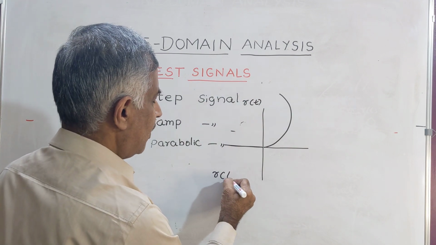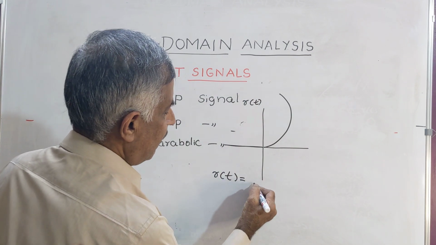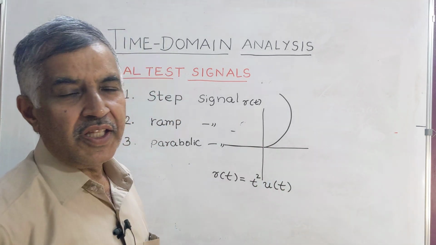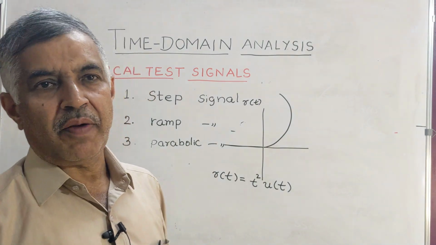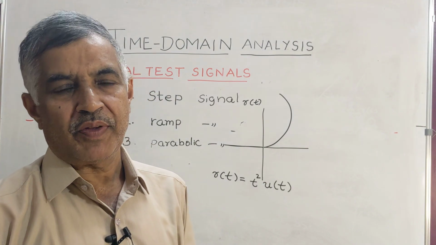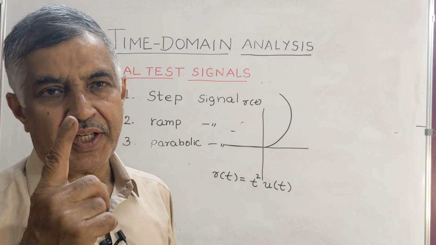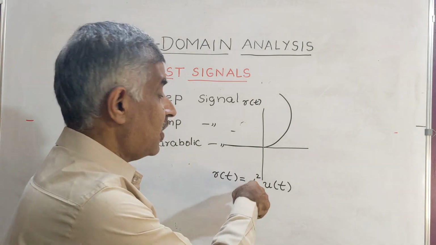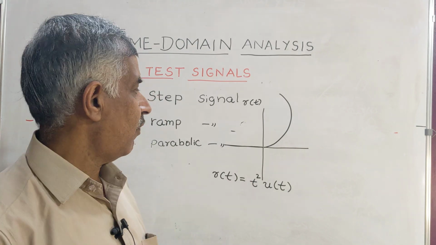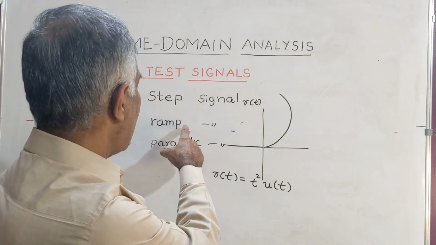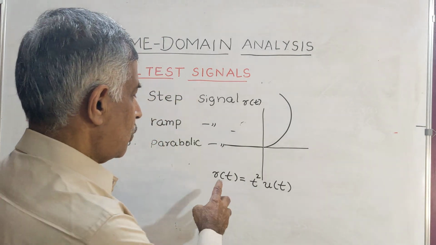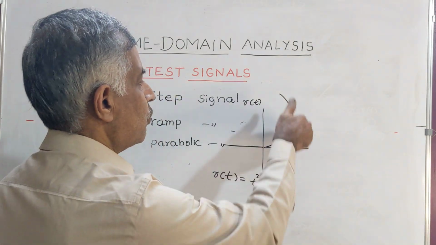A parabolic signal is given by t square u(t). In the case of ramp, it was simply t u(t). Now t square u(t). So you can see the degree of t. In the case of ramp, it was unity, t u(t) simply. Now it is t square. The power of t is greater than that of ramp. Therefore, the changes are faster in nature. So R(t) is equal to t square u(t).